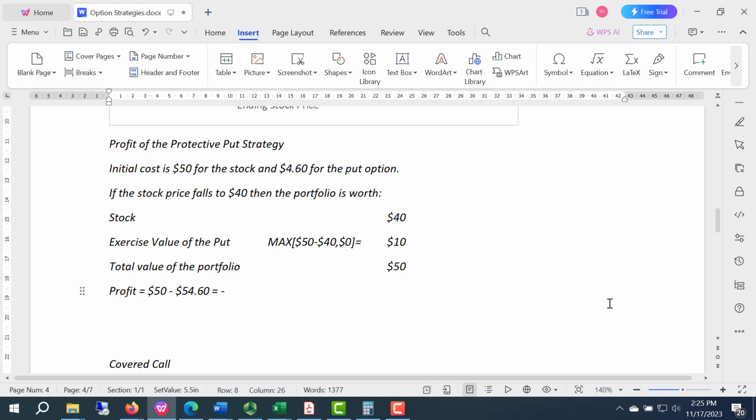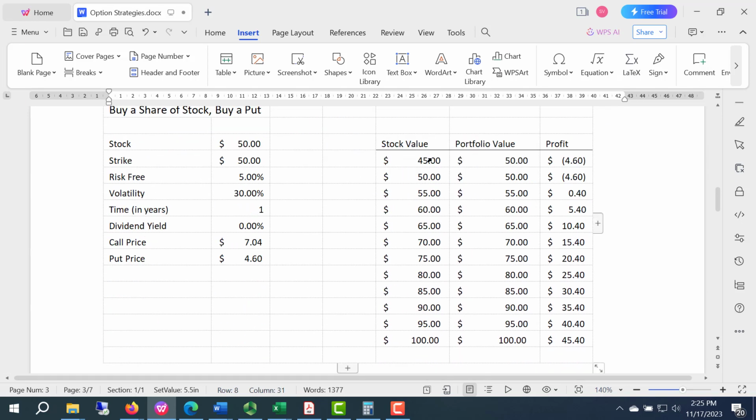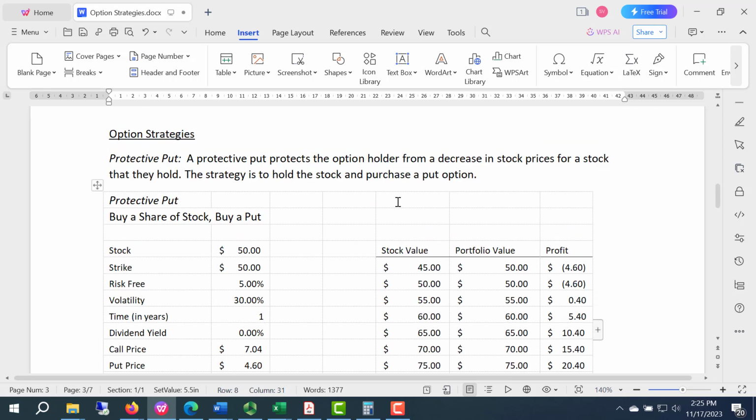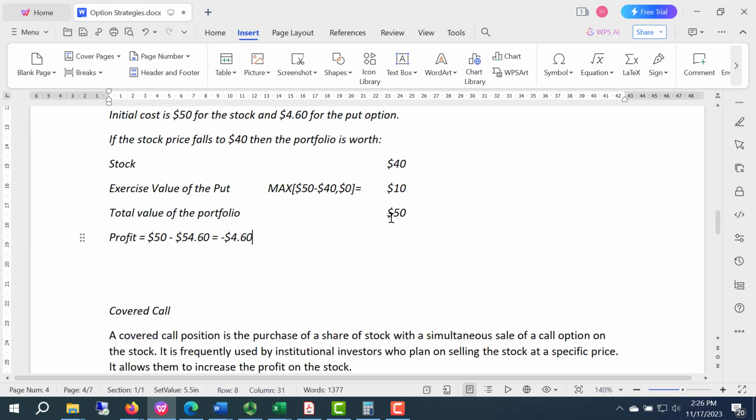So I lost $4.60. And you'll notice, if I scroll back up here, that that's also the loss, or the lack of profit, if the stock value is $45 to $50. If you took this down to $20 or even $0, you're still going to come up with the same profit, a loss of $4.60. The protective put is put in there to decrease the loss if the stock price falls. So this is a good strategy.